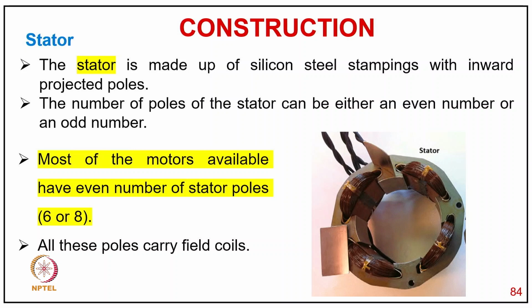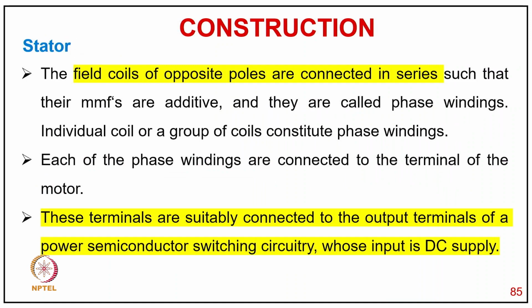The stator is made of silicon steel stamping with inward projected poles, and the number of poles on the stator can either be an even number or an odd number. Most of the motors available have an even number of stator poles, like 6 or 8, and all these poles carry field coils. The field coils of opposite poles are connected in series such that their MMFs are additive, and they are called phase windings.